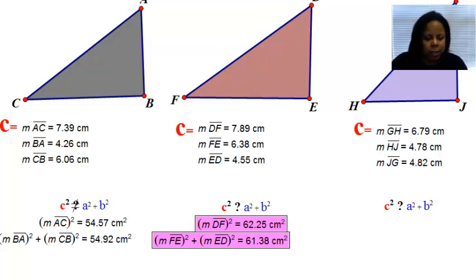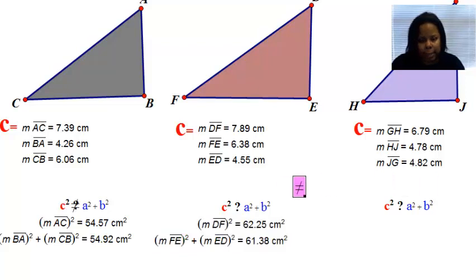Let's take a look at triangle DEF. Here are the measurements, and which measurement squared is the largest? Is it the c squared or is it the a squared plus b squared? Well, actually, they're not equal, so therefore, this triangle is also not a right triangle, because c squared does not equal a squared plus b squared.